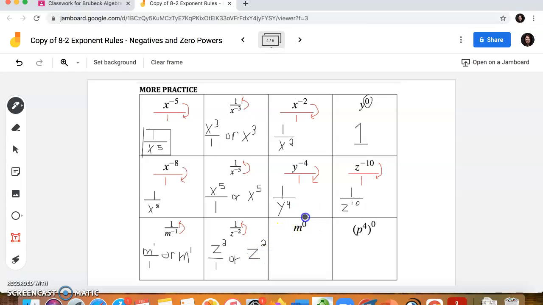And then these last two, the m is raised to a 0, so whenever you have an expression raised to the 0 power, the answer is 1. And the same thing here, everything here is raised to a 0, so our answer is 1.